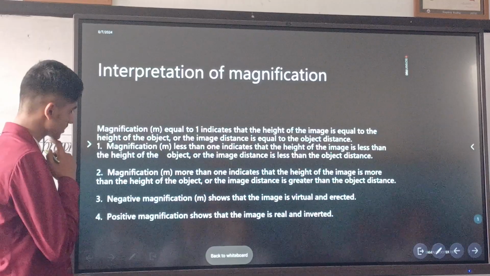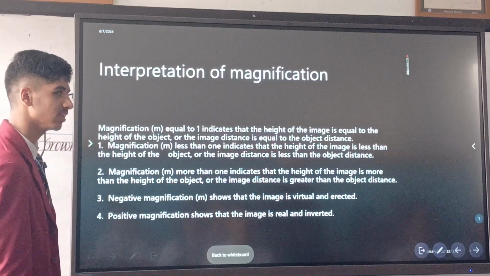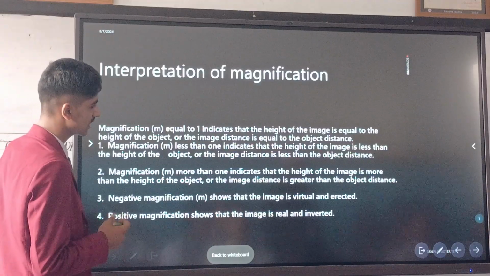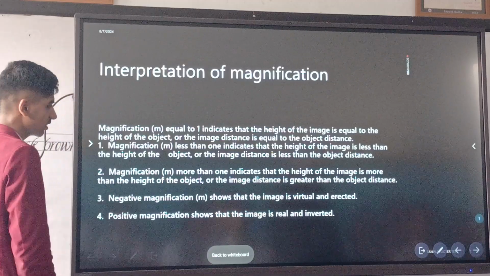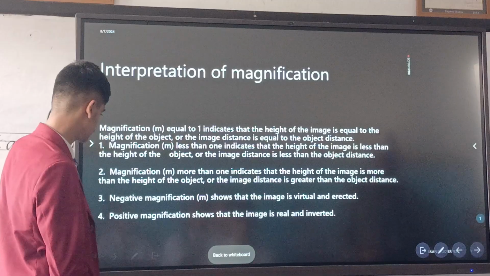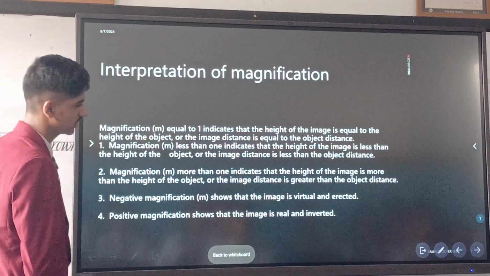Second, magnification m more than 1 indicates that the height of the image is more than the height of the object, or the image distance is greater than the object distance. Third, negative magnification shows that the image is virtual or erect. Fourth, positive magnification shows that the image is real and inverted.